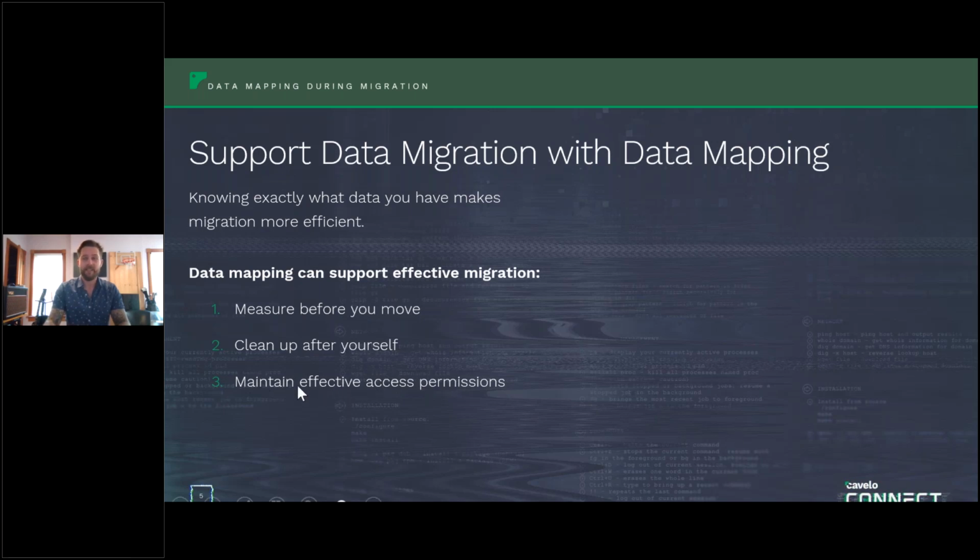And then again, I can't stress enough maintaining effective access permissions. It's not going to be a nice, neat little story in terms of looking at data at a glance and being able to gut check who needs access to it within the organization. It's always piecemeal. There are always special rules.